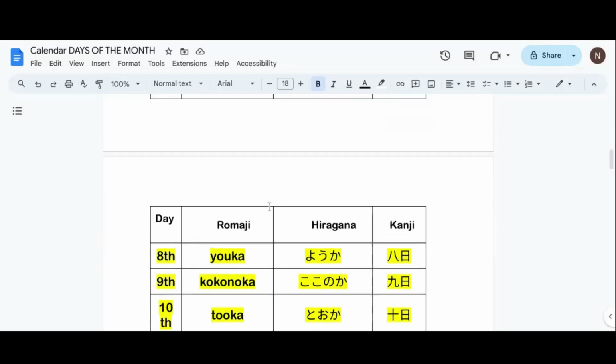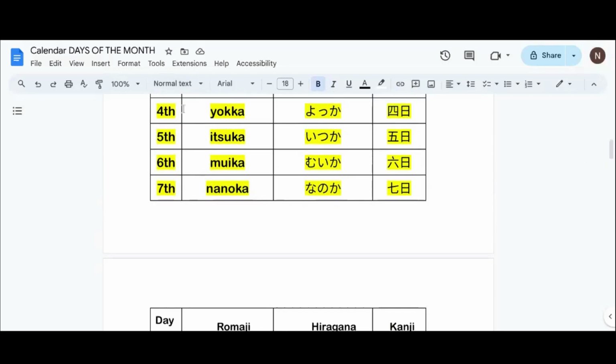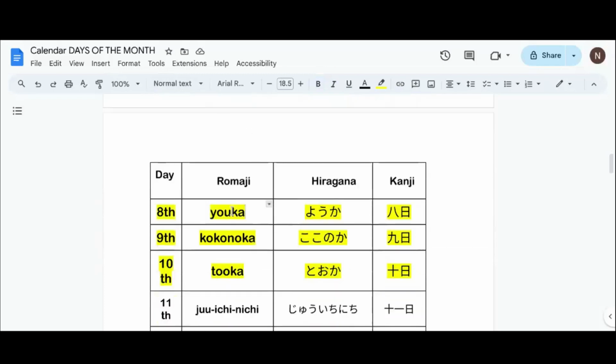Yoka. Okay. I want you to be careful with this. The fourth is yoka. The eighth is yoka.